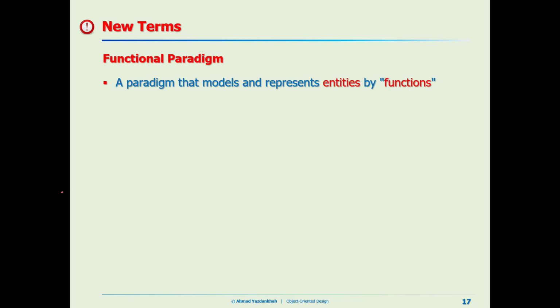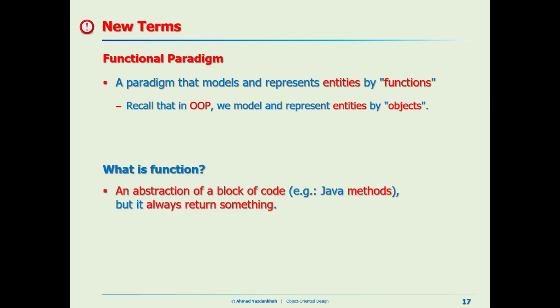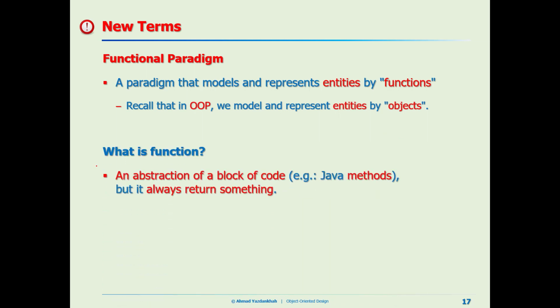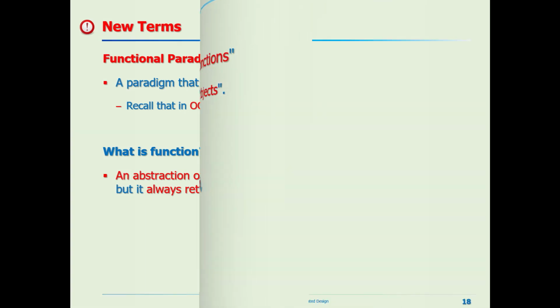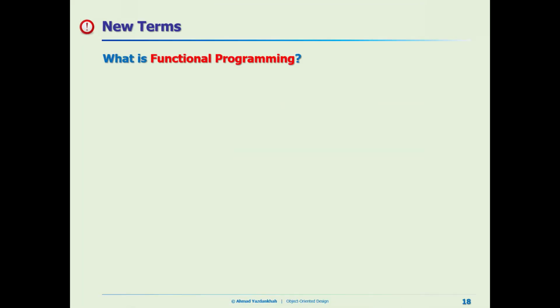Okay, so in OOP, or the object oriented paradigm, we model everything with objects, right? Okay, so now what is a function? A function looks like a regular method, but it always returns something. A method can just have void as its return, but a function, based on the definition, is a piece of code that returns something. All right. And now the other question is, what is functional programming?